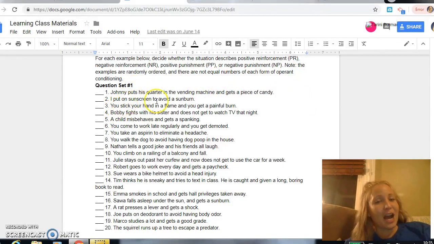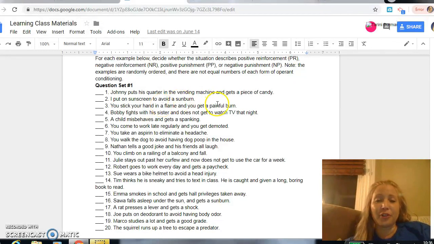This one is tricky. I put on sunscreen to avoid a sunburn. Take a minute to think about that. Identify the behavior and the stimulus. The behavior, something you do, is putting on the sunscreen. In this situation, you are definitely more likely to put on sunscreen. Okay? The stimulus is the sunburn. Think about it. Are we adding or subtracting? We're subtracting. So this means this situation is negative reinforcement.